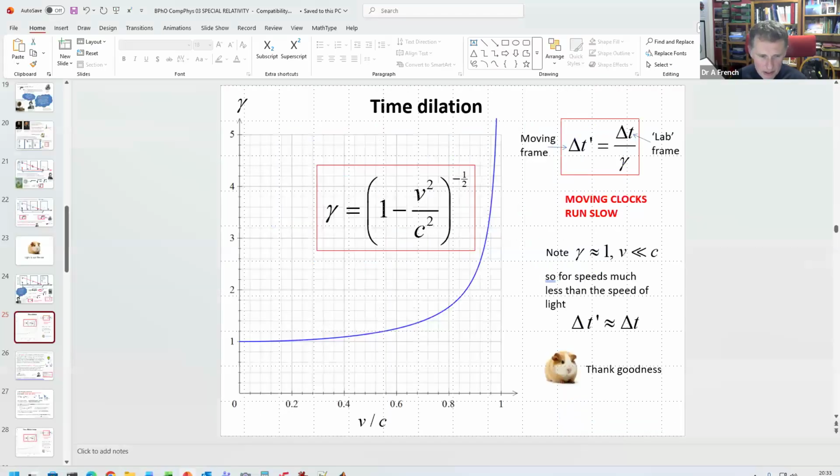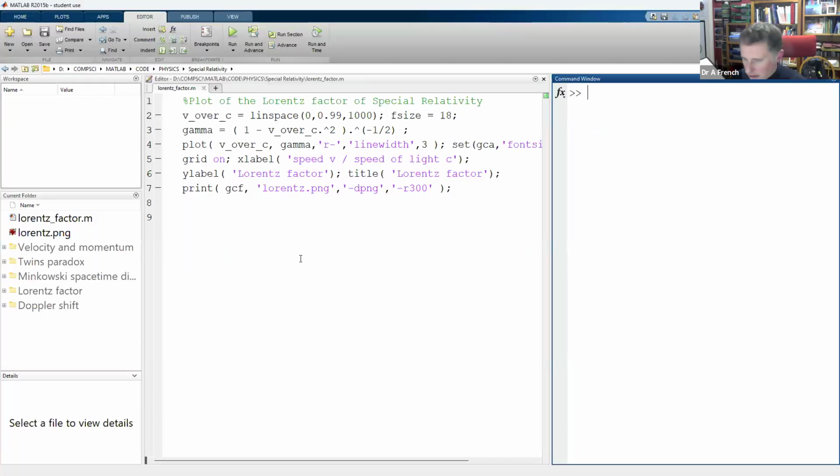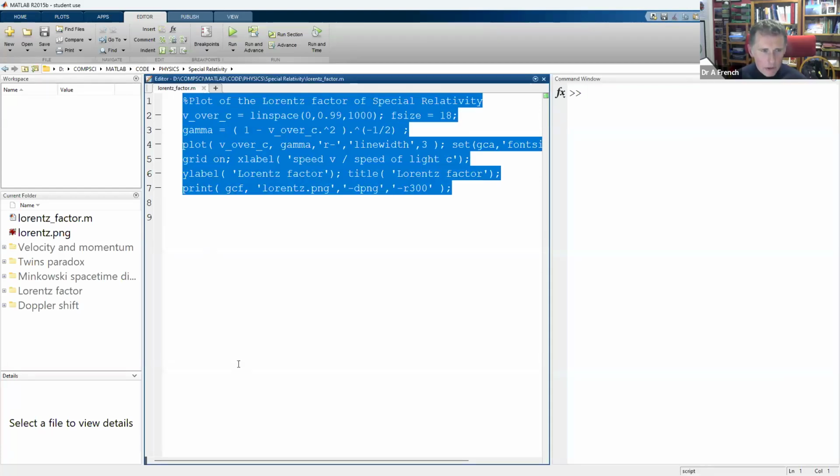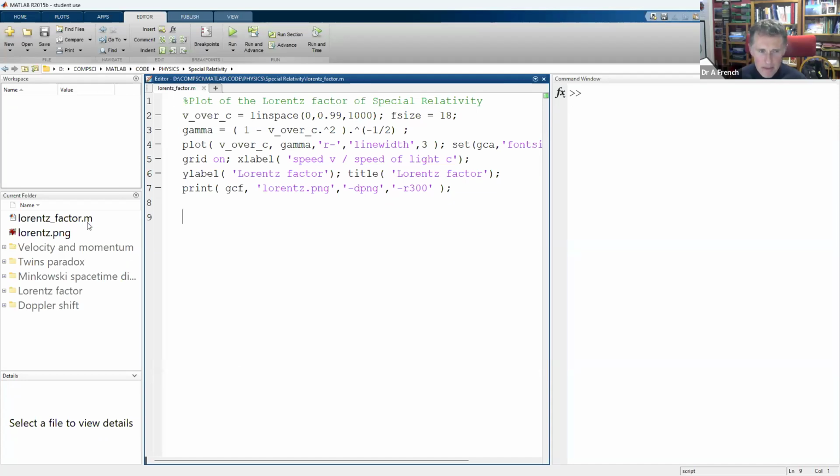So here we go. This is how I do it. I'm going to do this in MATLAB. If you have some Python to hand, I'll show you how you do it. This is a really simple MATLAB script. I'm calling this Lorentz_factor.m. Remember, in MATLAB and lots of other languages, you can't have spaces in the titles. So all I'm going to do is plot this.